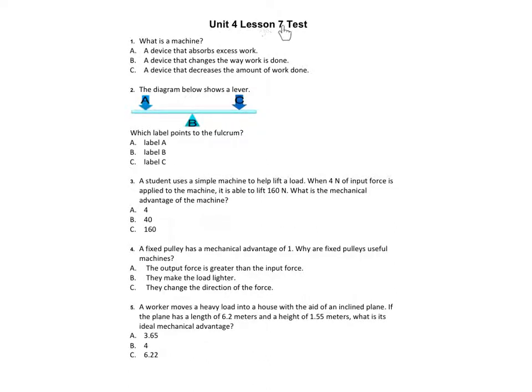Unit 4, Lesson 7 test. Number 1. What is a machine? A. A device that absorbs excess work. B. A device that changes the way work is done. C. A device that decreases the amount of work done.